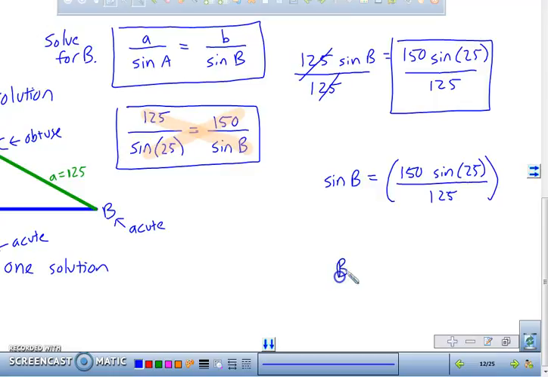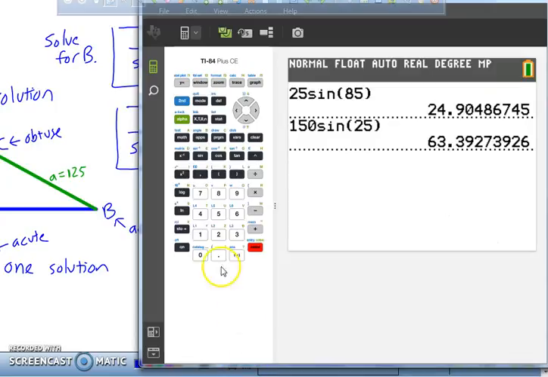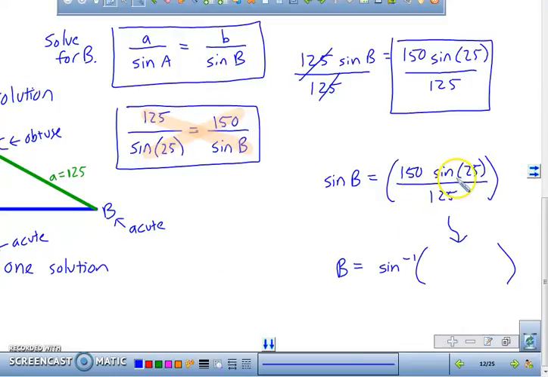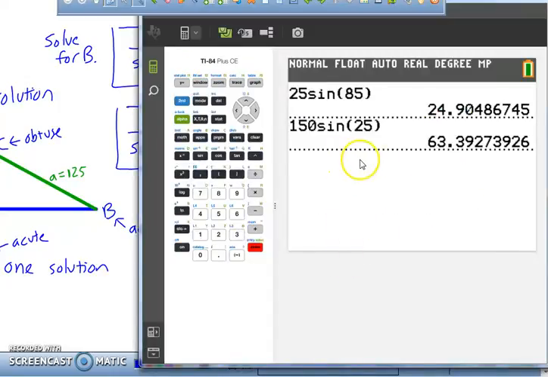Whenever you're solving for an angle, what do you always have to do? You have to use the inverse button. So whatever you get for that decimal, you're going to do the inverse of sine. And I'll show you how to do that in the calculator. Right now, I'm going to type in. Let's see what we have. We have what? 150 sine 25? There's 150 sine 25, right?